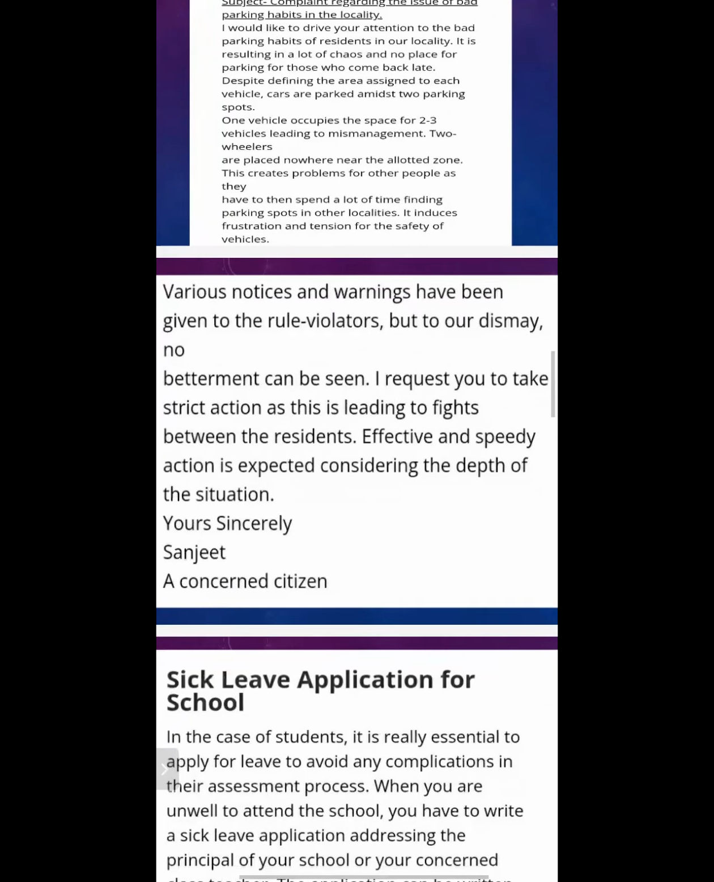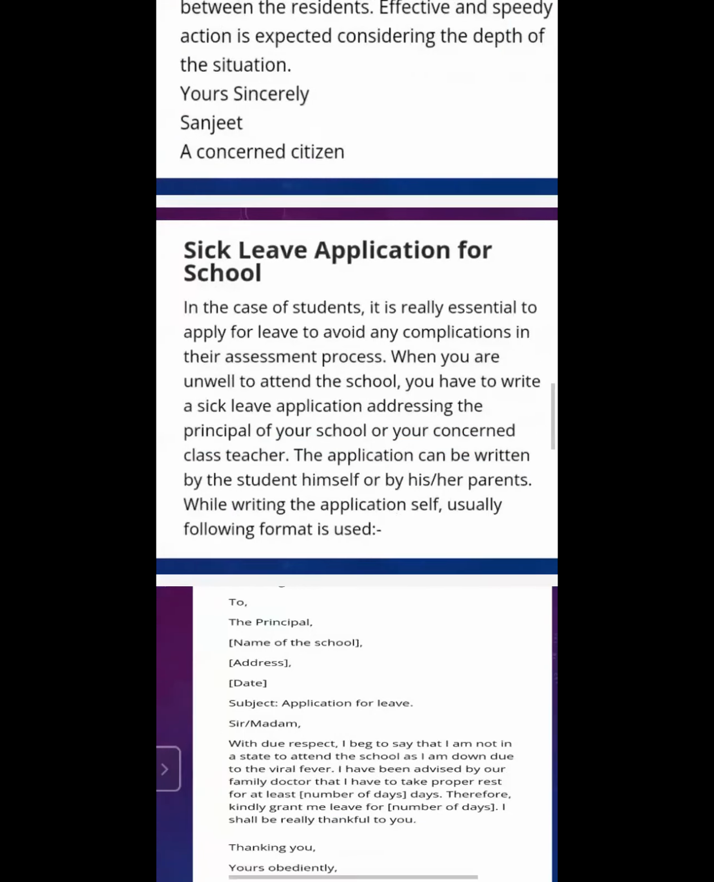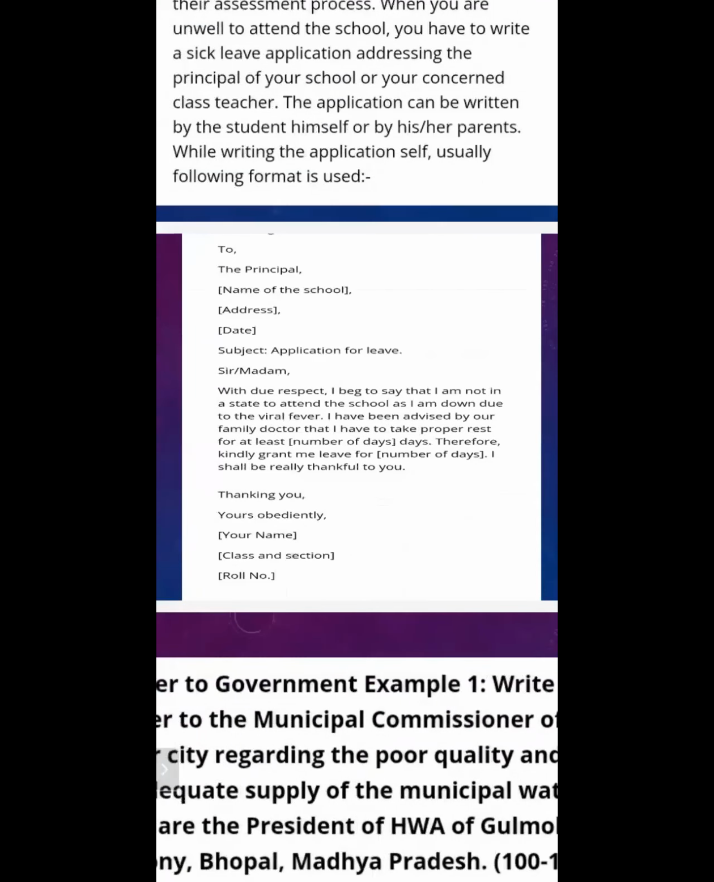One more example is there. Sick leave application for the school. Sick leave, you are not feeling well and you are writing the letter to the principal. So how will you write to the principal? Write down the name of the school and address, date. What is the subject? Application for leave.